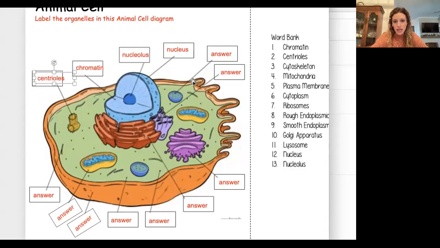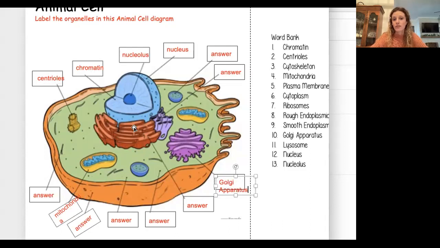Okay, so then let's go ahead and do the easy organelles first. So what's my powerhouse of the cell? This is my mitochondria. Okay, so then I have my two deli meat, one touching the nucleus, one not touching. So let's do the one not touching first, is your Golgi apparatus.